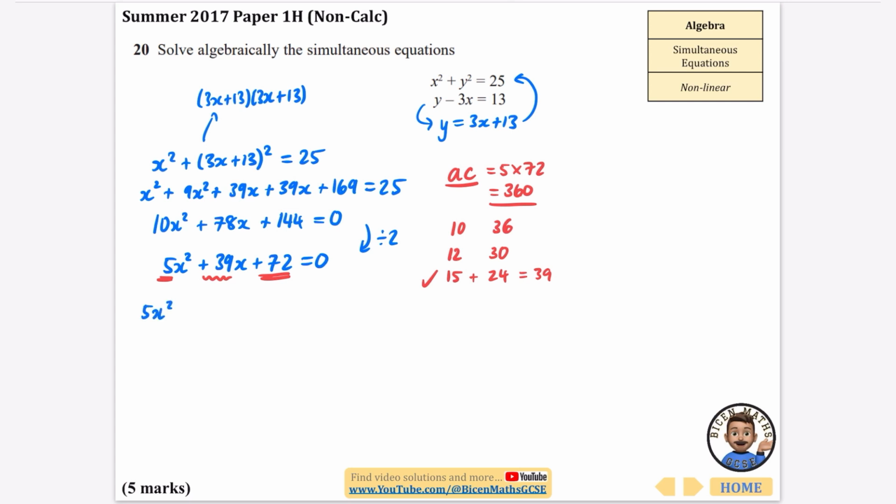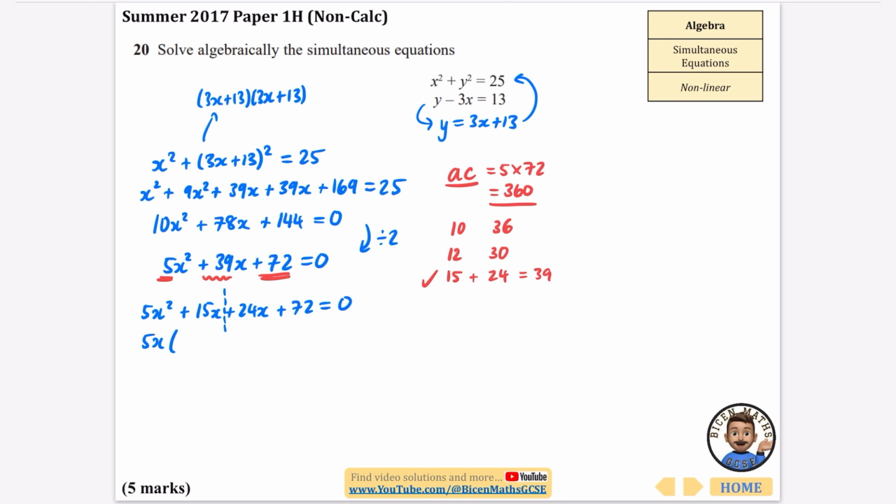So we're going to get 5x squared. It doesn't matter which way around you do this, but you get a 15x and a 24x. You could do 24x plus 15x. It would give you something slightly different, but you still get the same answer at the end. Then all we need to do is also just factorize. So I'm going to take a factor of 5 out of the first part. You're going to factorize these first two things that we've got.